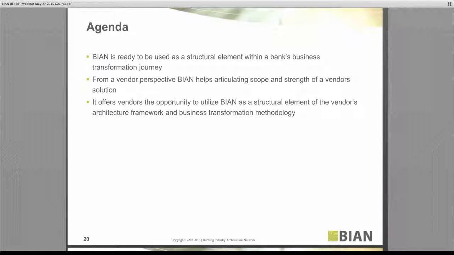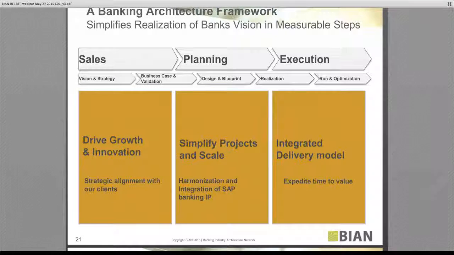Every vendor and every service provider potentially has a methodology. From a bank's perspective, you have a methodology, and as part of the business transformation journey, it needs to be brought in sync. And from a vendor perspective, we start then with a methodology to accompany a whole business transformation journey, with BIAN being a part of that. So on the next slide, you see what that means from a first drill-down perspective.